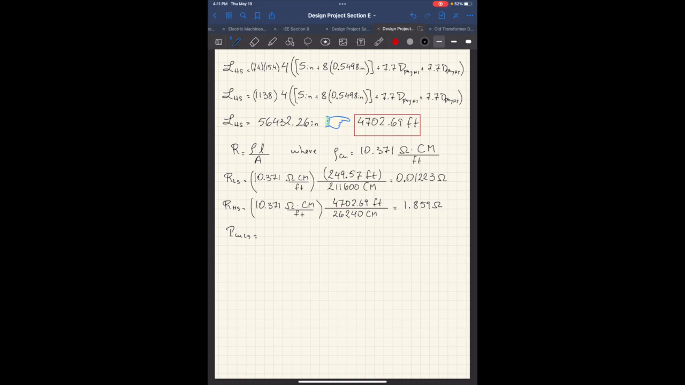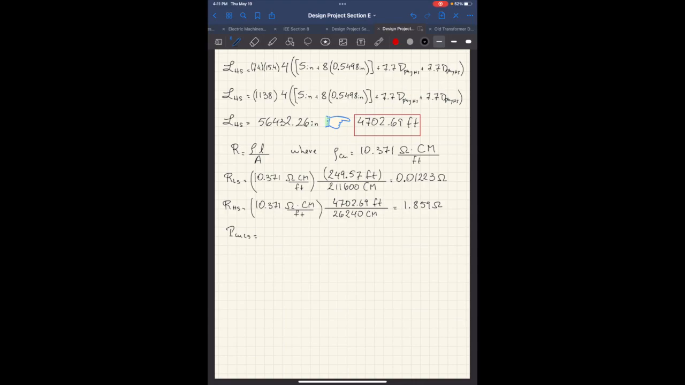You could do V squared over R. Traditionally, it's done I squared R. But in this case, you could do V squared over R. Okay? So I have the number written down here, I squared R.